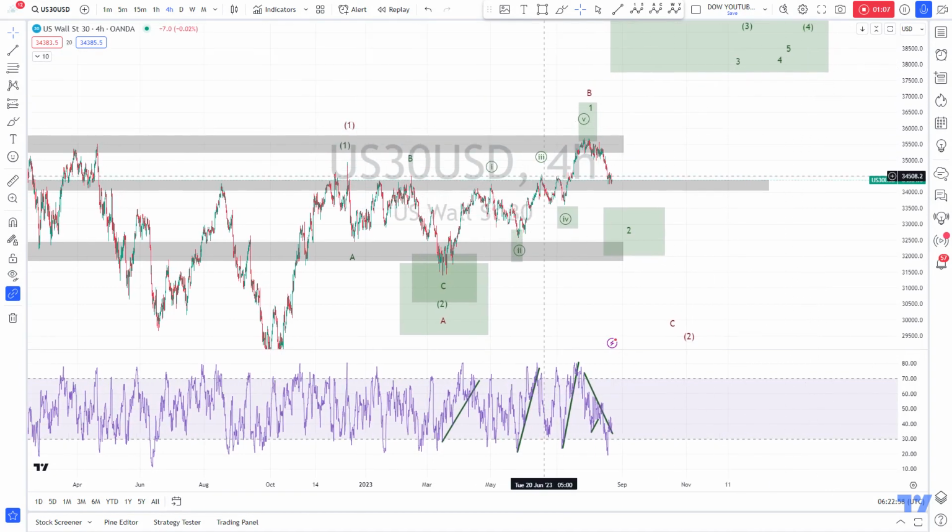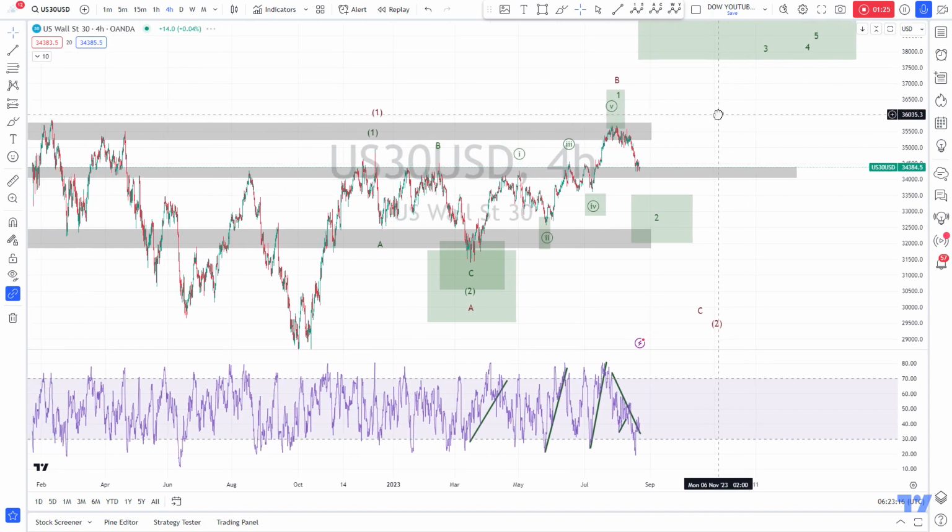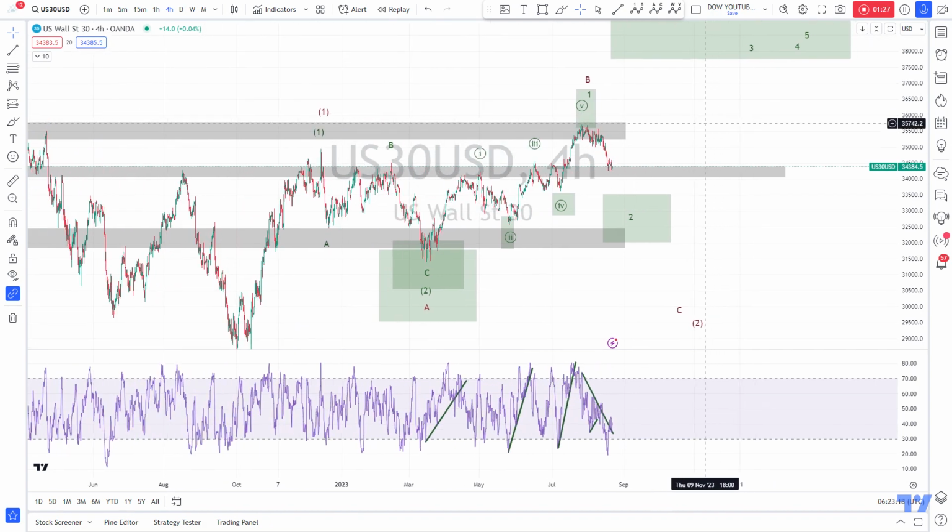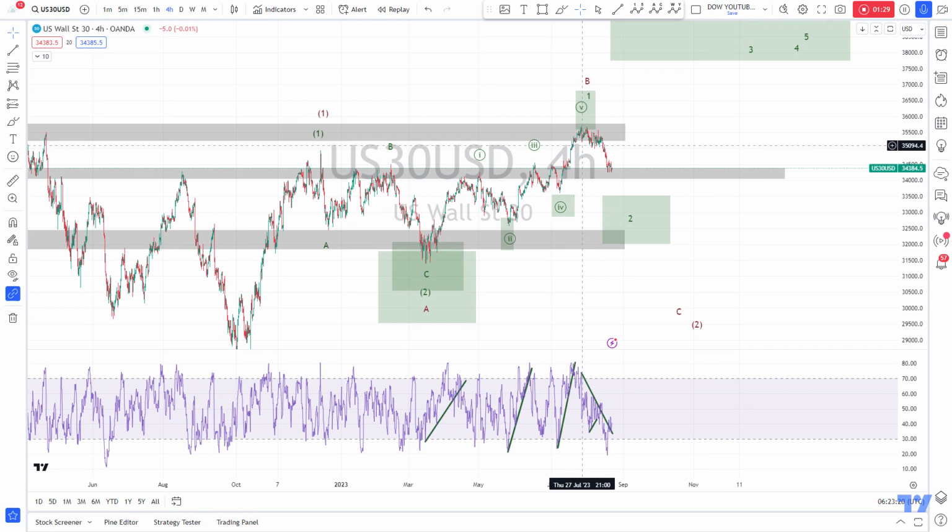And so now I believe we had here our wave 1 to the upside as a leading diagonal. And so now we should do our wave 2 to the downside, and then our wave 3 to the upside. So this is the primary scenario, but there are some problems with this.